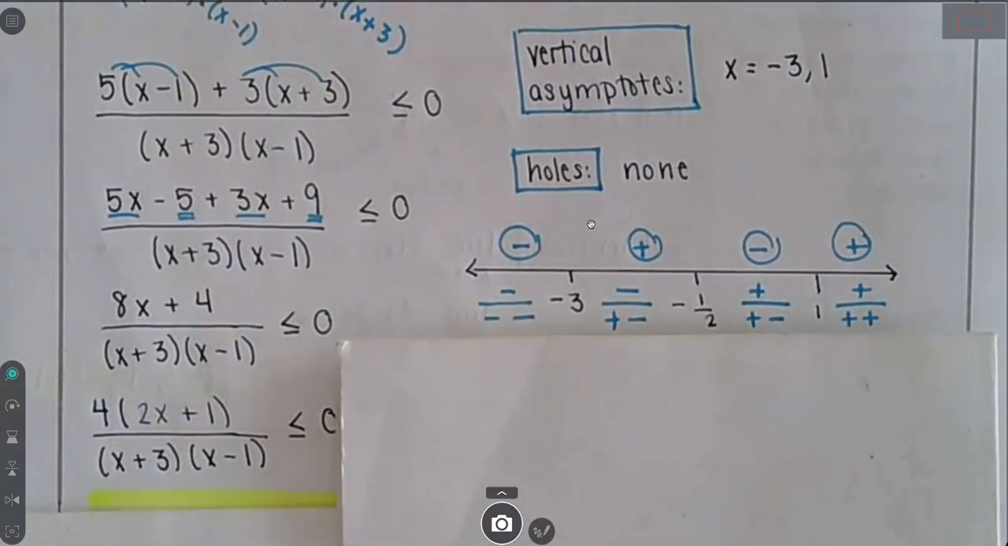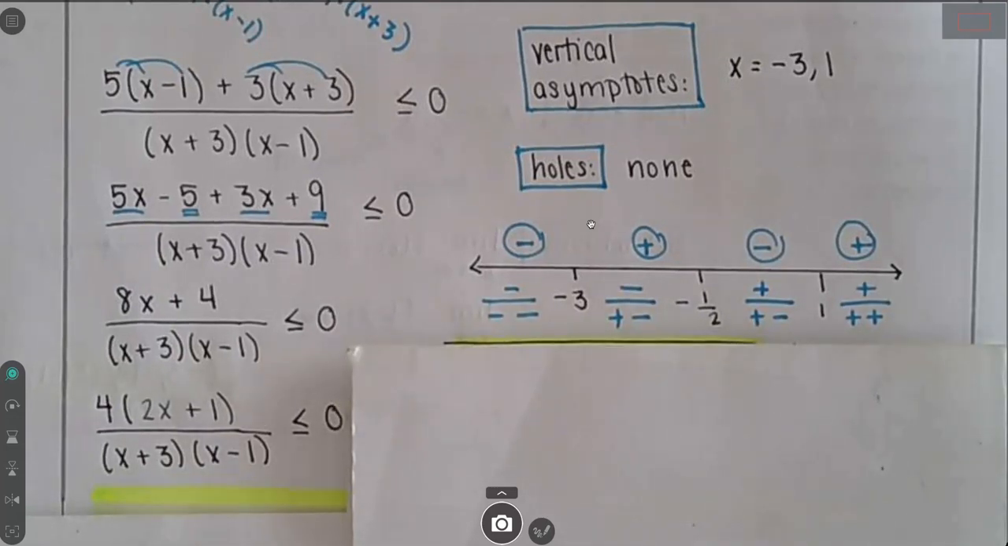All right, go ahead and give me interval notation. Tell me where the rational expression is less than or equal to 0. So the 0 is included, but the asymptote's not.